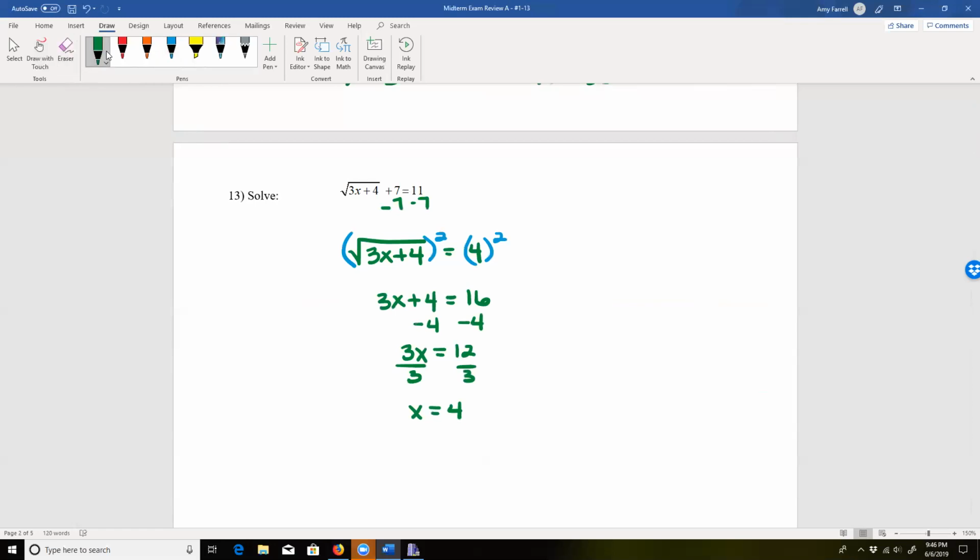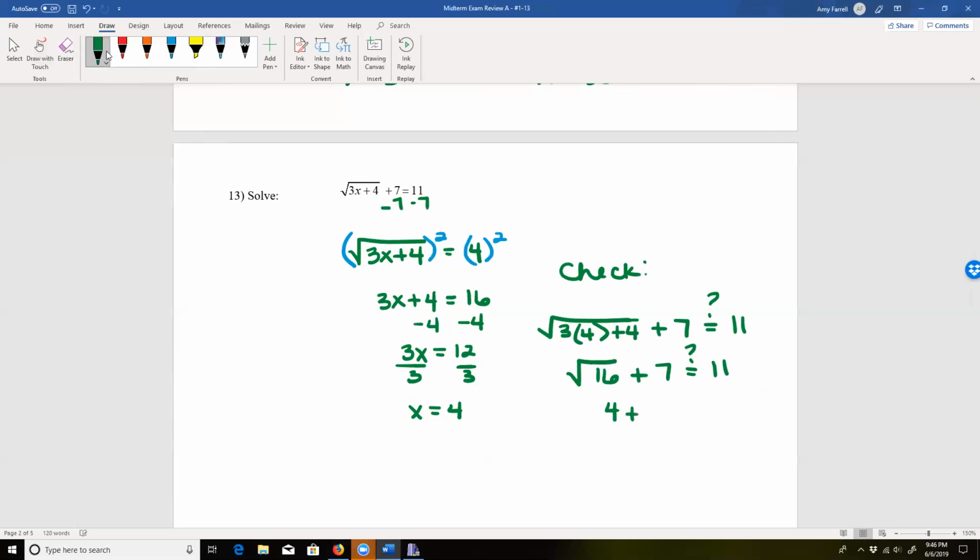We do want to check our solutions for square root equations. Anytime we have an even index, there is the potential of an extraneous solution. So let me just do a really quick check just to make sure that this is a good solution. If I plug 4 back into the original equation for x, I want to see if this is true. So let's see, underneath the square root, we would get 16. And the square root of 16 is 4. And sure enough, it works. 4 plus 7 does equal 11. So we're good. This is a good solution.